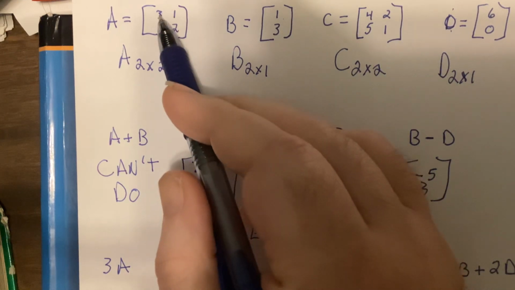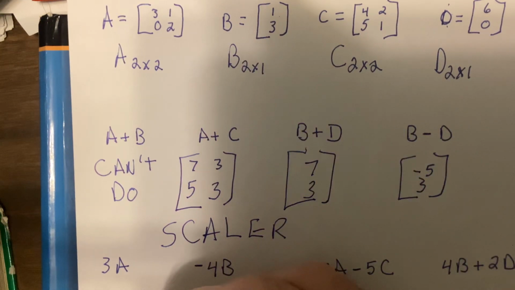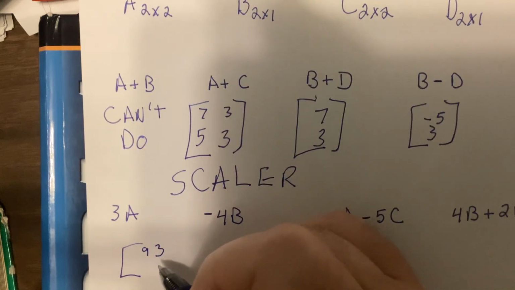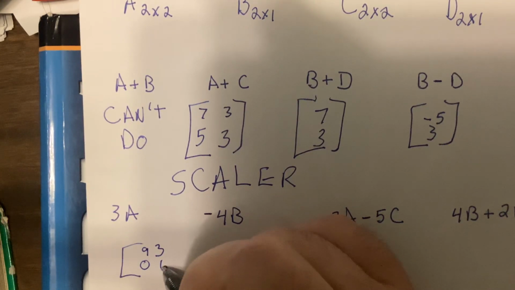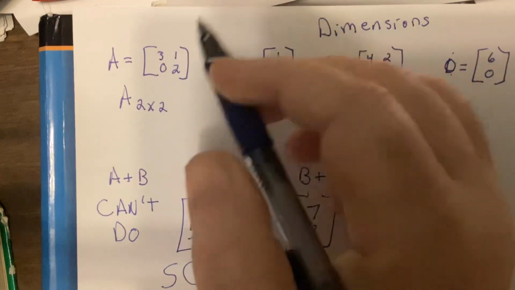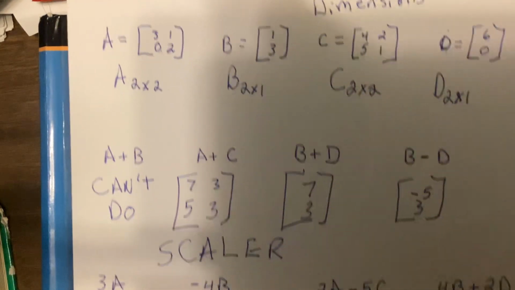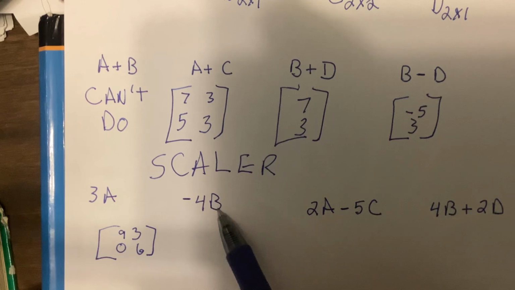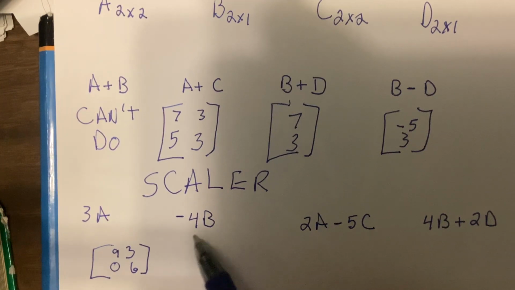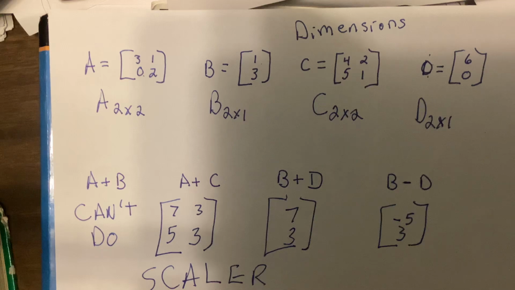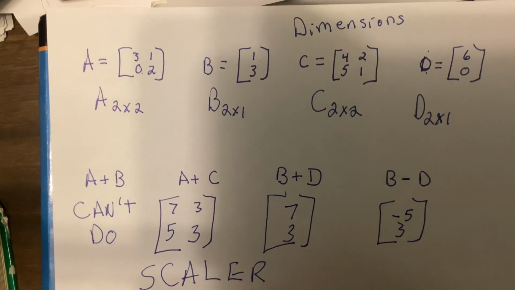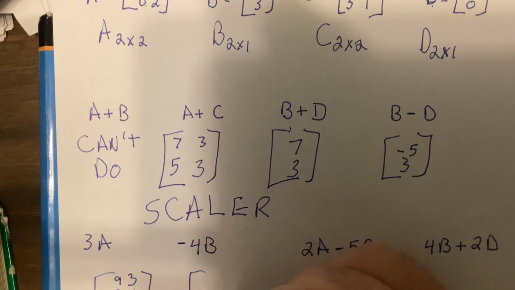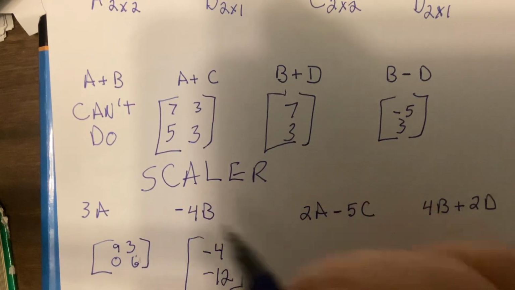3 times 3 is 9. 1 times 3 is 3. Then we have 0 and 6. I wrote that too close. Just multiplied every term by 3. So if I said what's negative 4B, what would that be? Figure it out right now. Okay, so I would have negative 4, negative 12. Should have written that better.